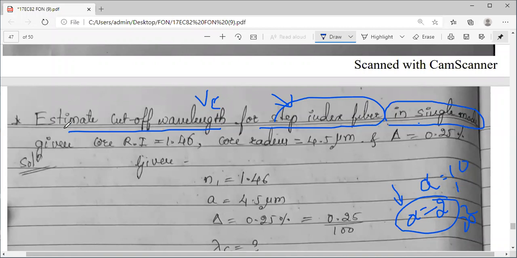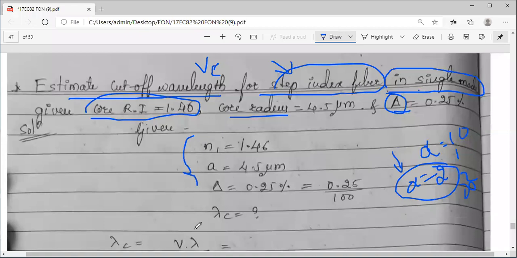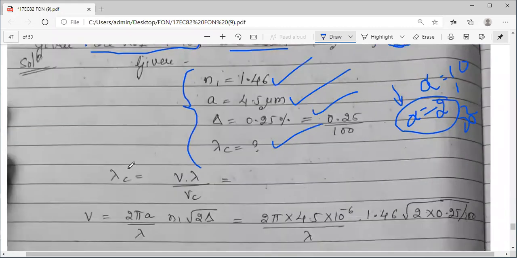Now, read the statement. We have to find the cutoff wavelength lambda C. What all is given to you? The core refractive index is given; in short, I have written RI, refractive index. Core radius a is given, and delta is given. Actually, it was in words, relative refractive index difference, 0.25%. So I have first listed the given data: refractive index, radius, delta. The unknown is lambda C. By making use of this equation, we want the cutoff wavelength.